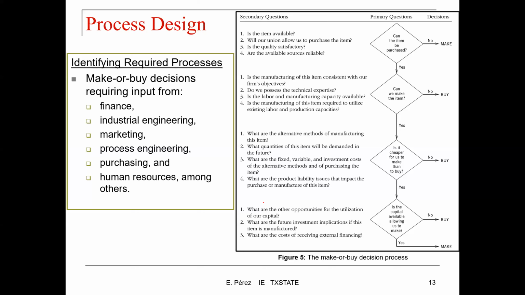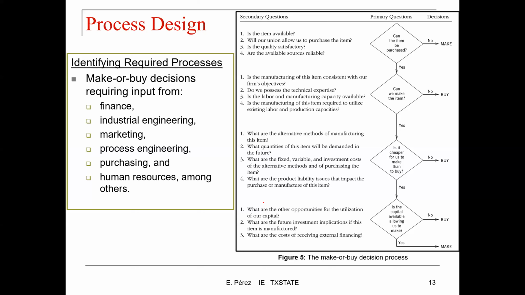Is it cheaper for us to make than to buy? If the answer is yes, then we move to the next step. If the answer is no, then we should buy. And then finally, we have the last step. Is the capital available allowing us to make? If the answer is no, we buy. If the answer is yes, we make.